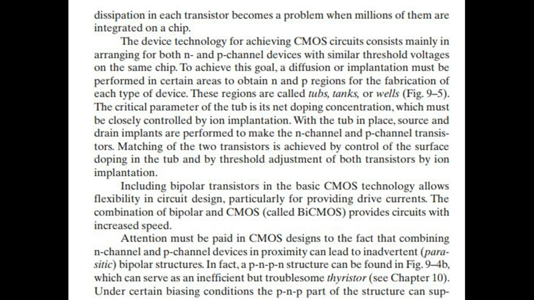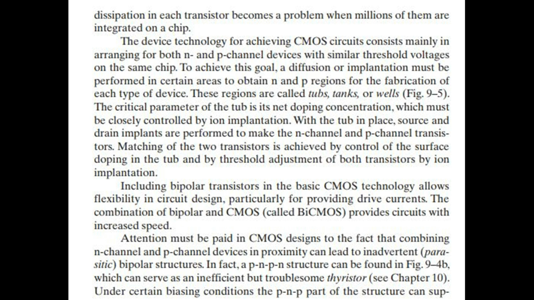These regions are called tubs, tanks, or wells, Fig 9.5. The critical parameter of the tub is its net doping concentration, which must be closely controlled by ion implantation. With the tub in place, source and drain implants are performed to make the N-channel and P-channel transistors. Matching of the two transistors is achieved by control of the surface doping in the tub and by threshold adjustment of both transistors by ion implantation.